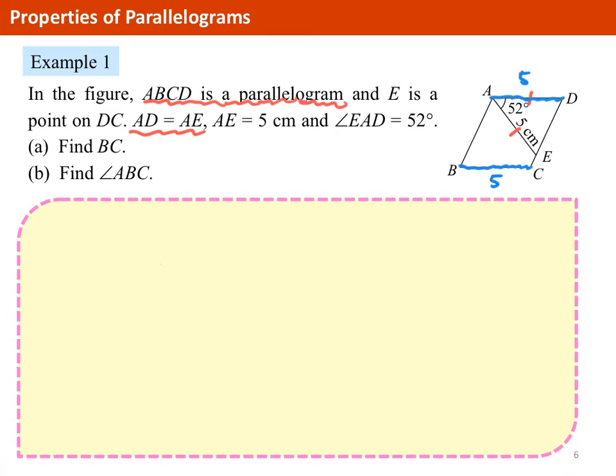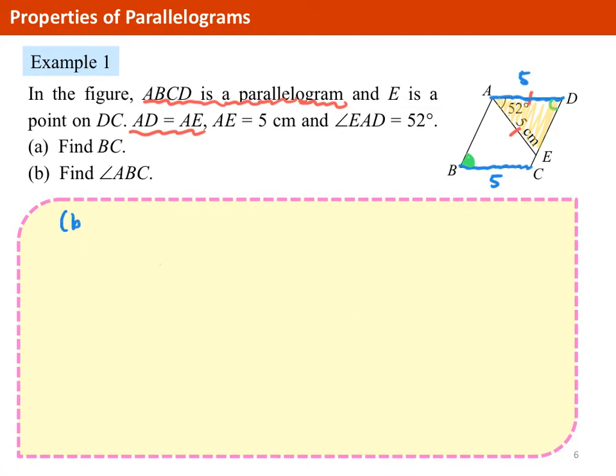Let's look at the second part of the question. Part B, find angle ABC. This angle. By looking at the figure, we know that the opposite angles are of the same size. So if we can find angle ADC, then we can find angle B. To find angle ADC, let's look at this triangle. This triangle is an isosceles triangle. So we can find angle ADE by the properties of an isosceles triangle.